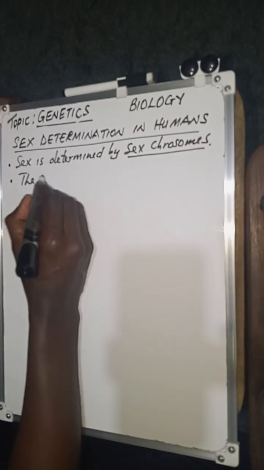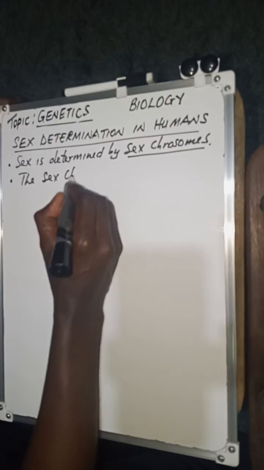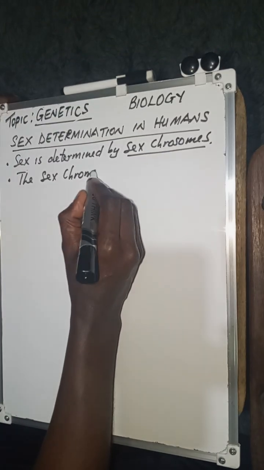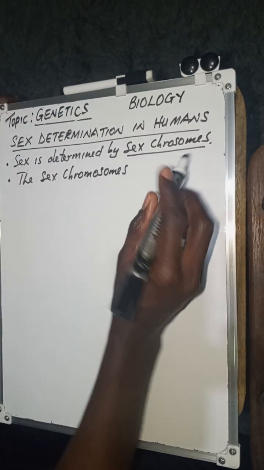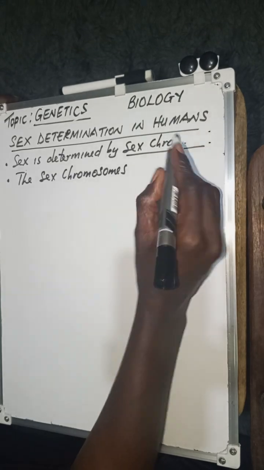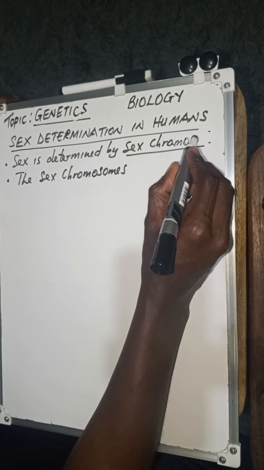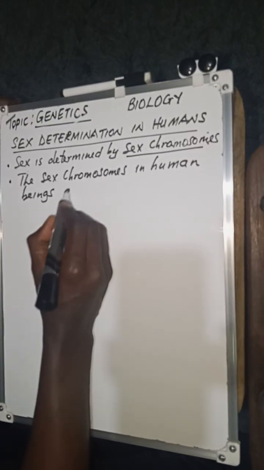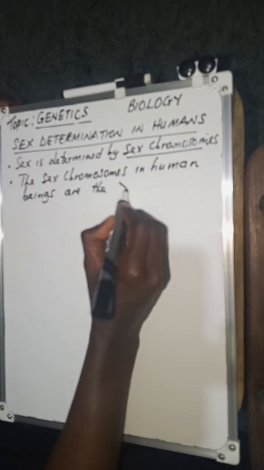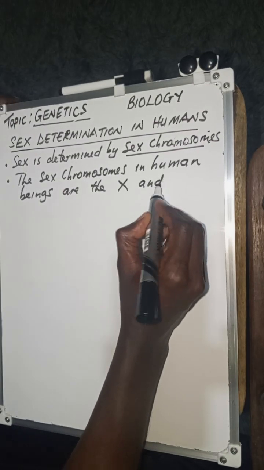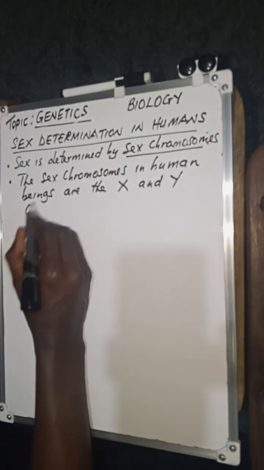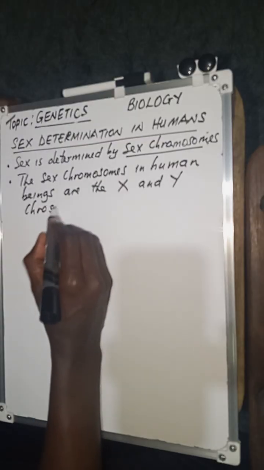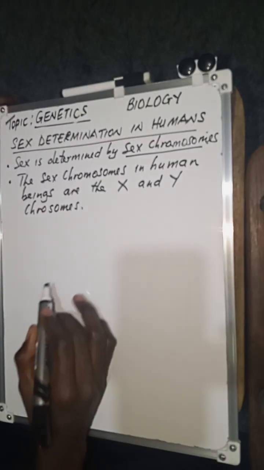So the sex chromosomes in human beings are the X and Y chromosome. So these are the sex chromosomes that we have in human beings.